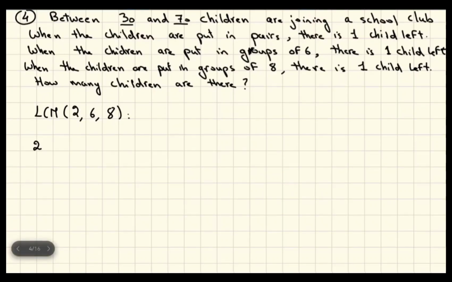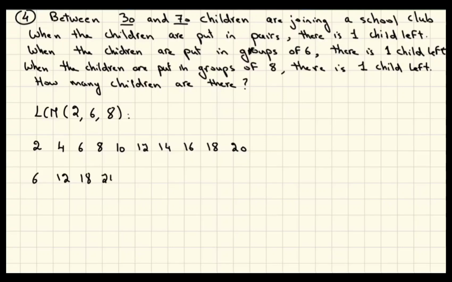You can write the multiples of 2: 2, 4, you keep adding 2 each time, 6, 8, 10, 12, 14, 16, 18, 20. Let's check the rest before I continue. 6 plus 6 is 12, plus 6, 18, plus 6, 24, plus 6 is 30. Let's check 8. 8 plus 8 is 16, plus 8 is 24. So I noticed that we have 24, 24. So let's check for the 2. Plus 2 is 22, plus 2, it's 24.